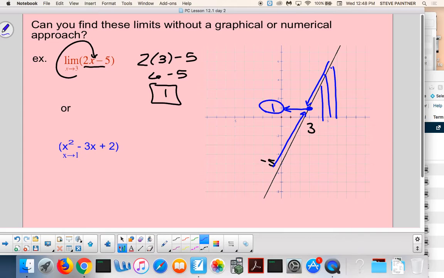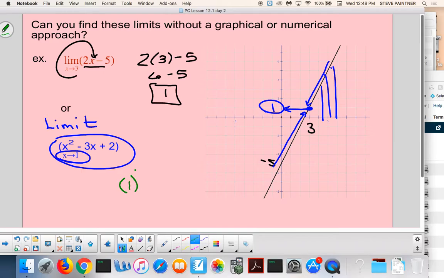It works. So tell me the easiest way to find a limit. Look at it. Plug it in, that's it. Is this continuous? What is this? It's a parabola, it's continuous. If you want the limit as x approaches 1, go ahead, plug it in. What's it going to be? 1 squared minus 3 times 1 plus 2 is? 1 take away 3 plus 2 is 0. The limit is 0.